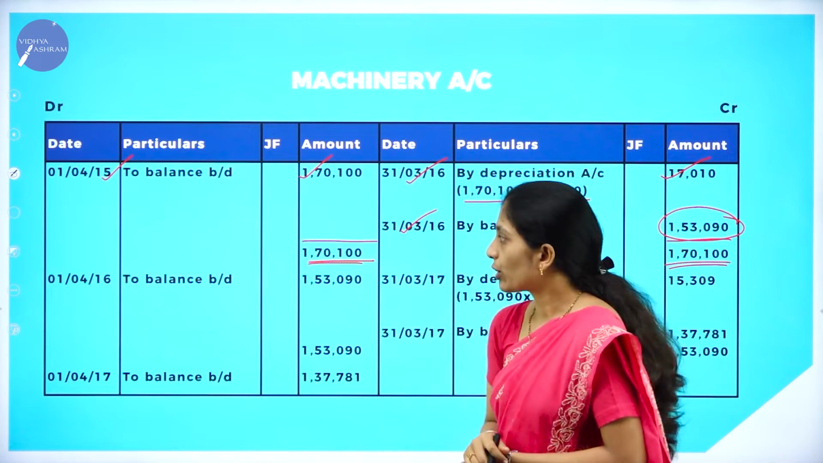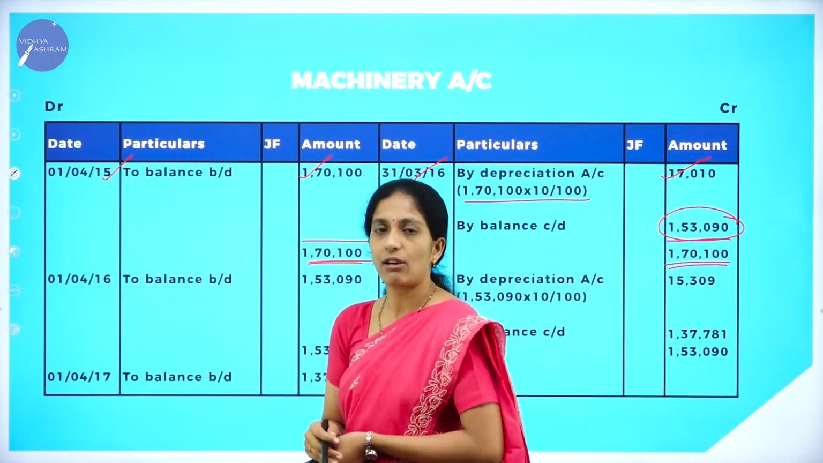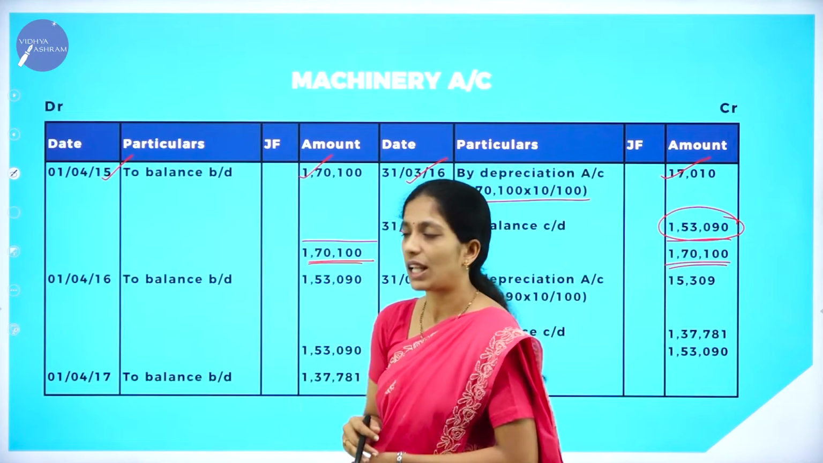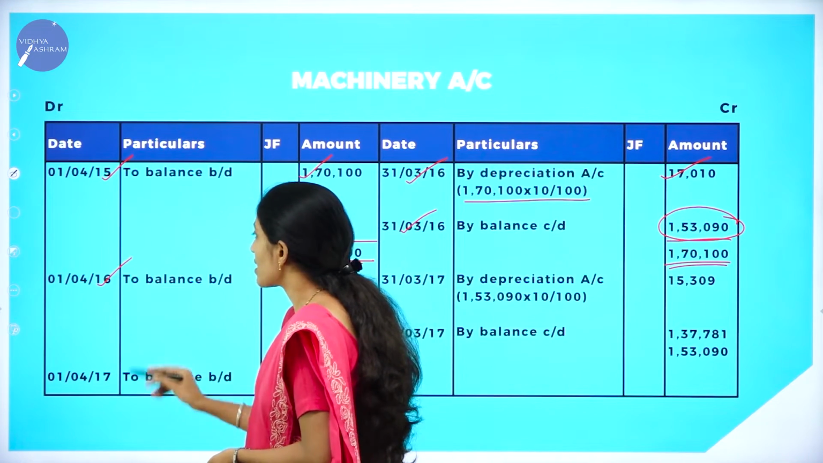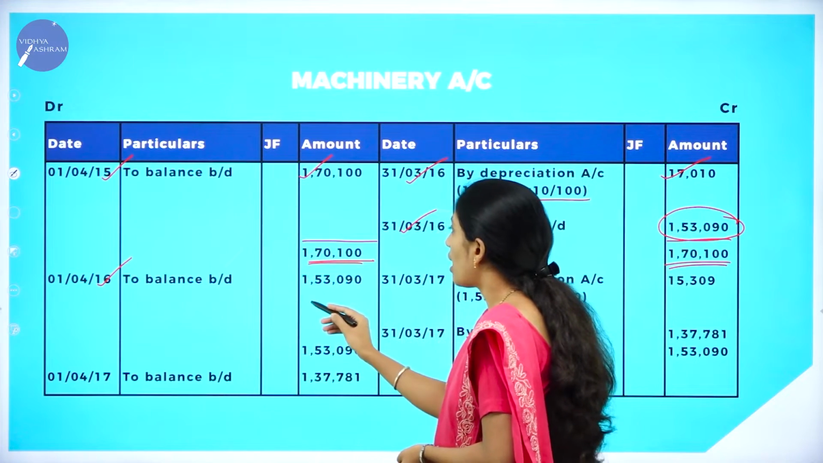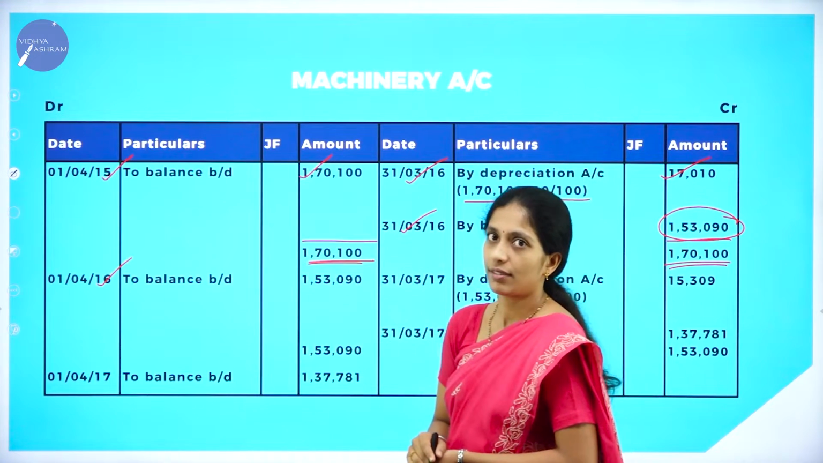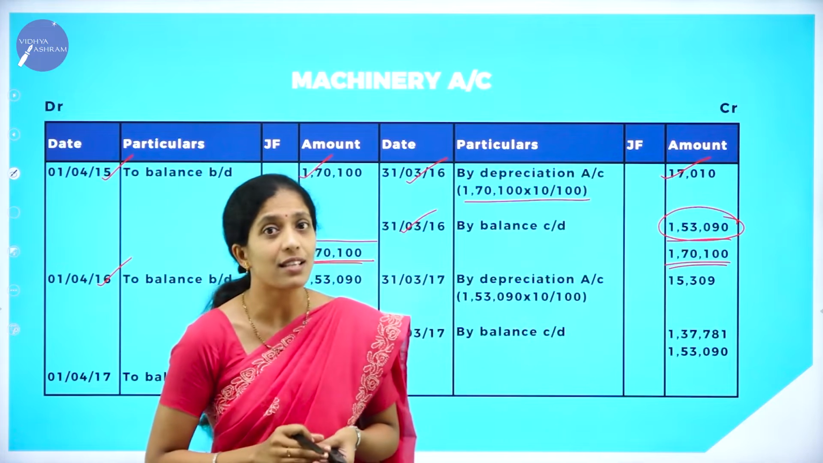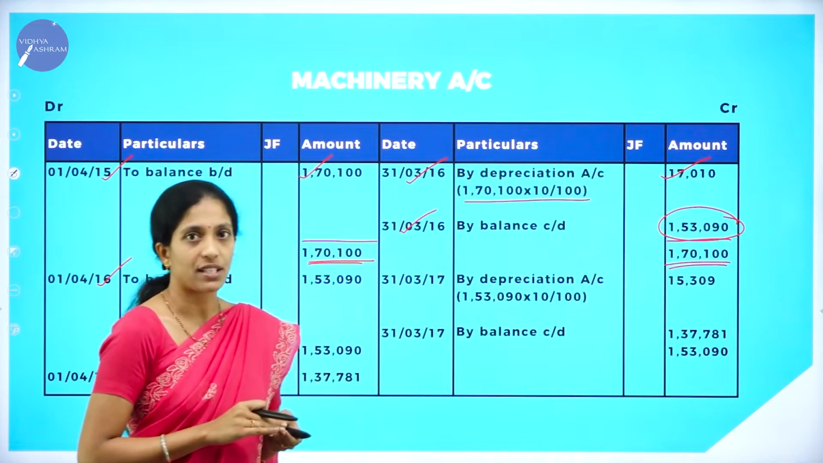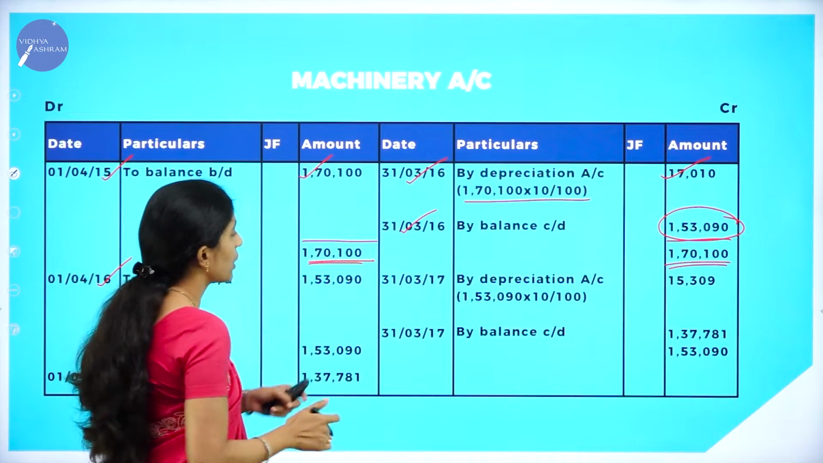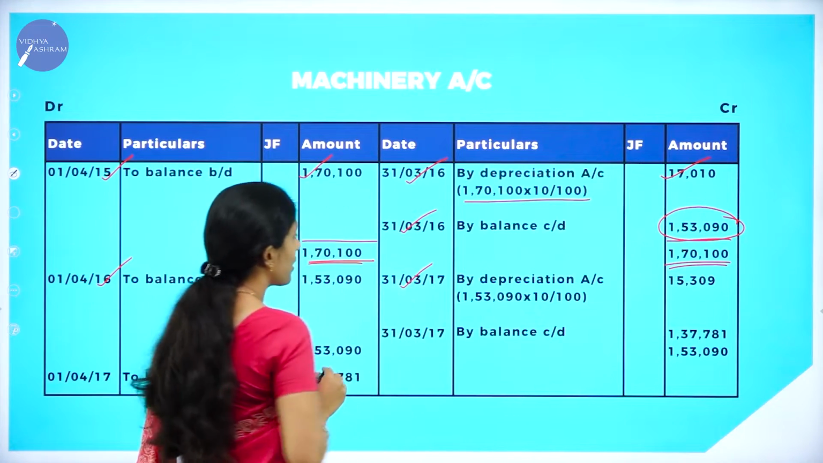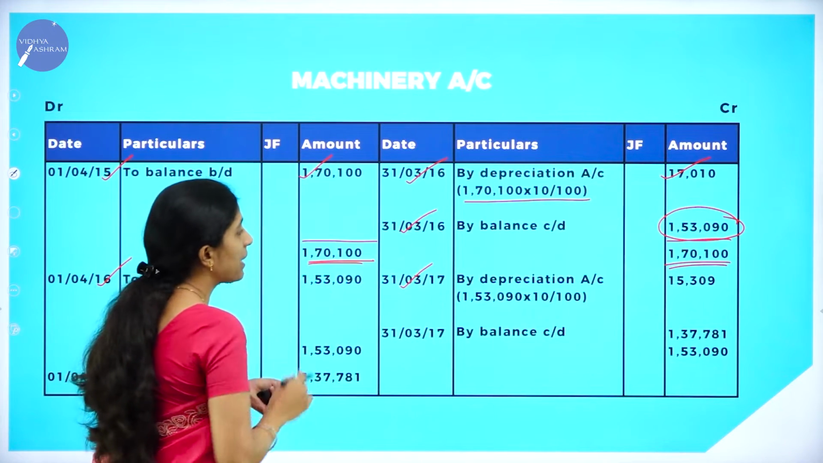Now coming to the fourth year, whatever the amount you have carried down at the end of the third year, bring down that balance. 1/4/2016, to balance brought down 1 lakh 53,090. You have brought down the balance. Now you have to charge the depreciation. So depreciation is charged at the end of the fourth year, 31st-3/2017, by depreciation account.